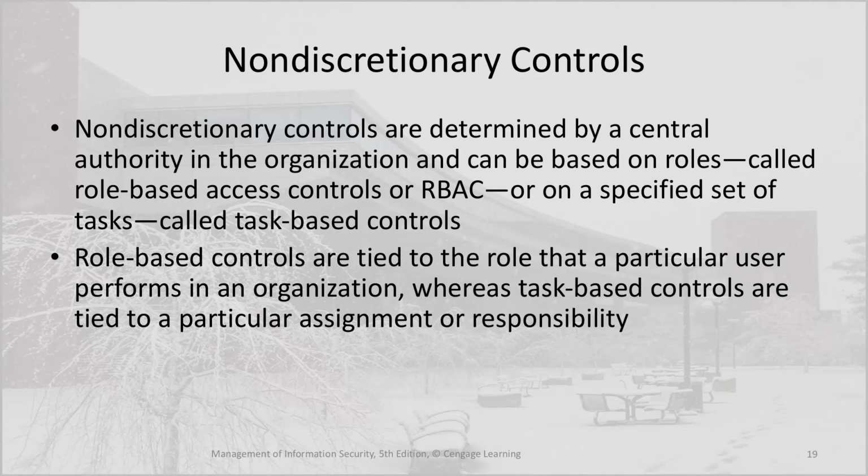Non-discretionary controls are determined by a central authority of the organization and can be based on roles, called role-based access controls, or on a specific set of tasks, called task-based controls. Role-based controls are tied to the role that a particular user performs in an organization, whereas task-based controls are tied to a particular assignment or responsibility.